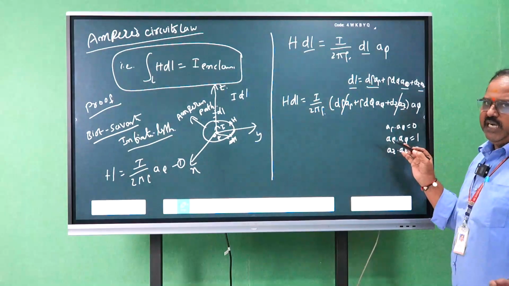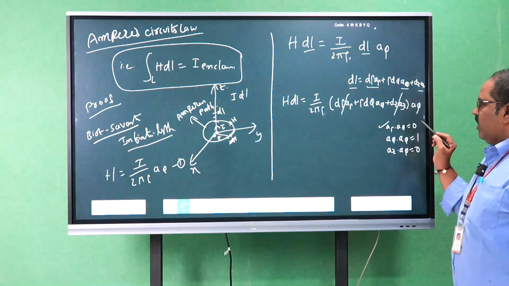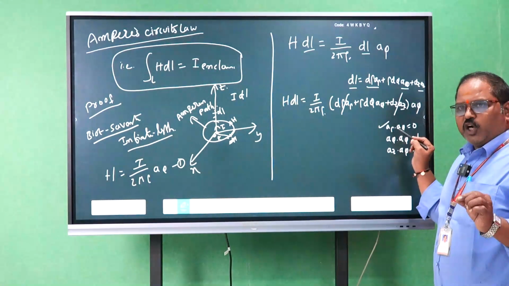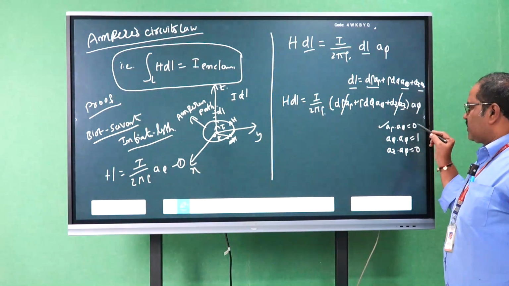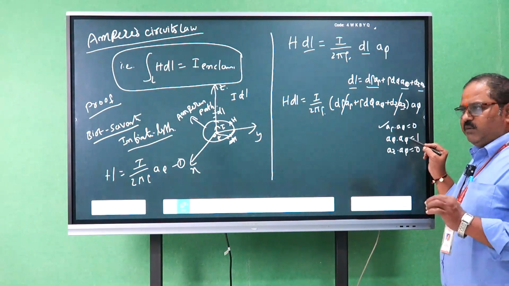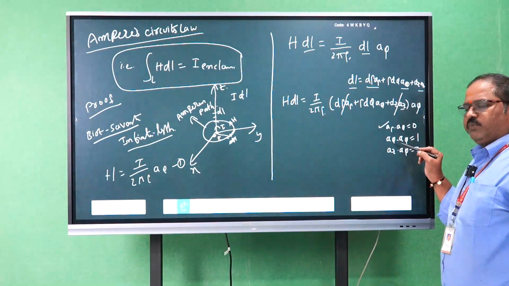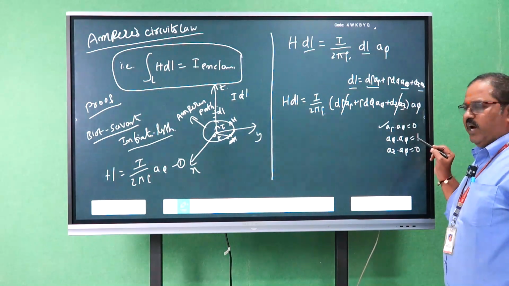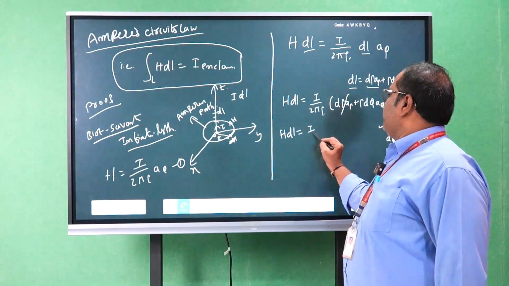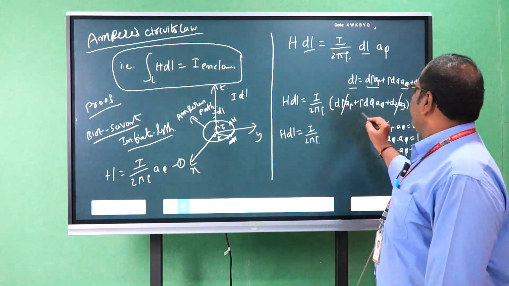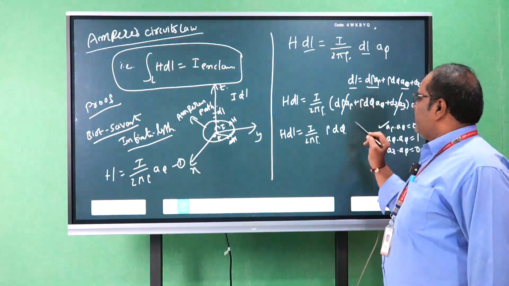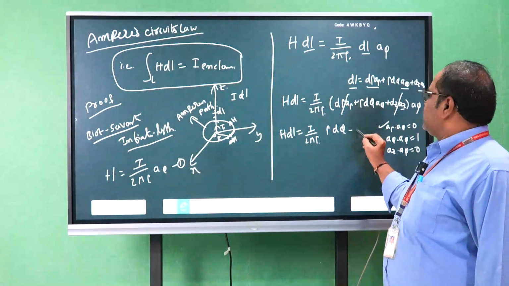The terms are eliminated because the dot product of two dissimilar unit vectors is 0, while the dot product of similar unit vectors is 1. Therefore, H dot dl is equal to I by 2 pi rho times rho d phi. This is equation 2.